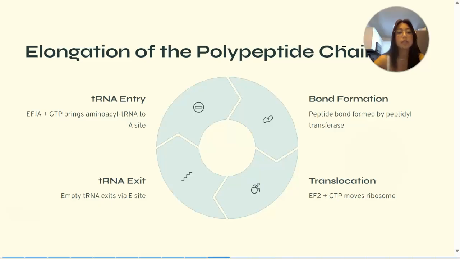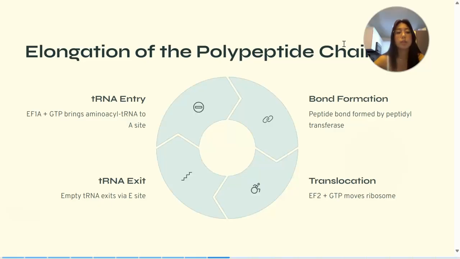An aminoacyl tRNA matching the next codon binds the A site, aided by the elongation factor EF1A and GTP. If the match is correct, GTP is hydrolyzed and the tRNA locks into place. Next, the peptidyl transferase activity of the 28S rRNA and the 60S subunit catalyzes a peptide bond between the amino acid in the A site and the growing chain in the P site.